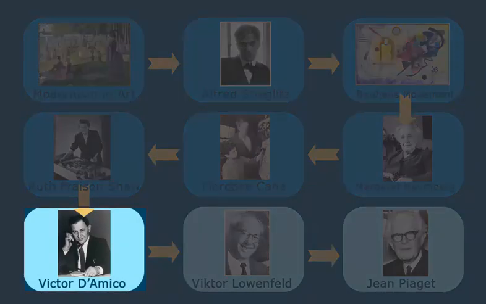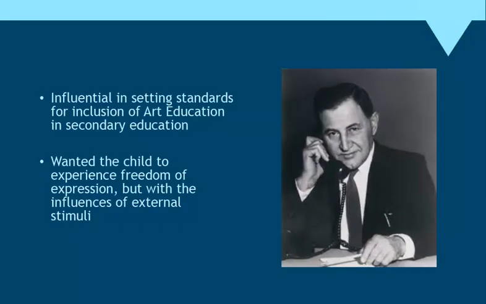Victor D'Amico. Victor D'Amico was educated in the New York public schools. He was influential in setting standards for inclusion of art education in secondary education. He wanted the child to experience freedom of expression, but with the influences of external stimuli, environment, visual references, and personal experiences, not just internal imagination. Even the introduction of new materials could be used as a stimulus for creative, spontaneous, original art. He stated, "With the proper attention and direction, the tense, the academic, and the timid can be reborn through painting into a world of freedom and satisfaction."